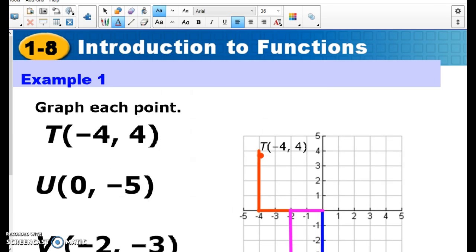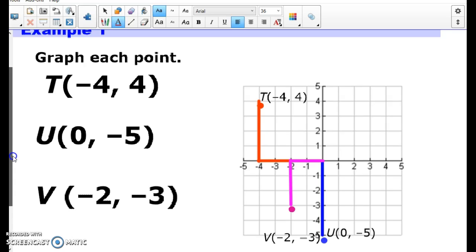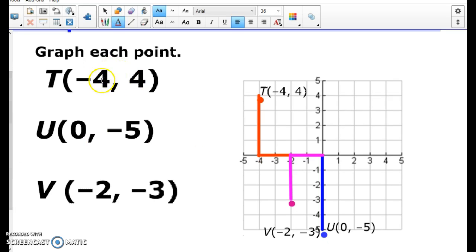Remember, when we're looking at graphs, so if I'm trying to graph (-4, 4), this first number is always going to tell us how much left or right I'm going to go. So since it's a -4, I'm going to go 4 to the left, and then it says +4, so that means I'm going to go 4 up. So our dot should be right there.